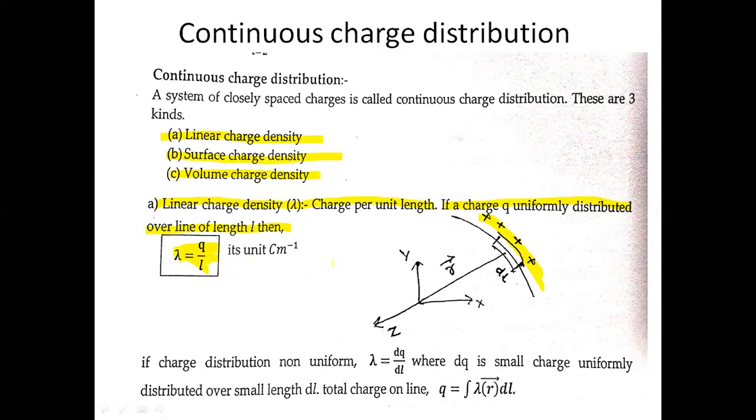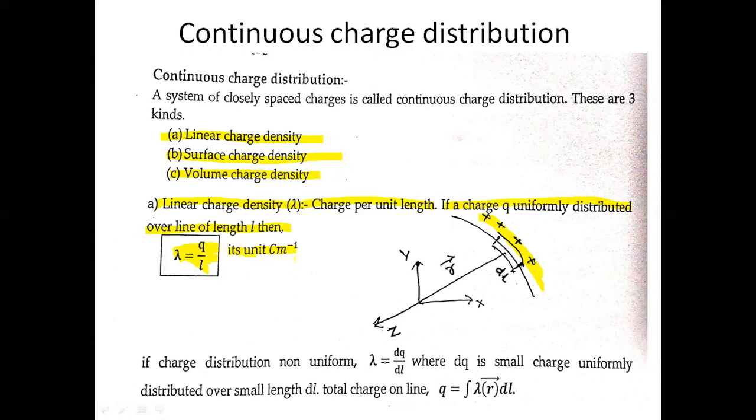So its unit is, if you have studied the chapter units and measurements properly in your PUC classes, you can easily write it here. What is the unit of charge? Coulomb, the capital C you have written here, divided by length, which is in the denominator, that is meter. When you take it to the numerator, it will become m to the power of minus 1, that is per meter.